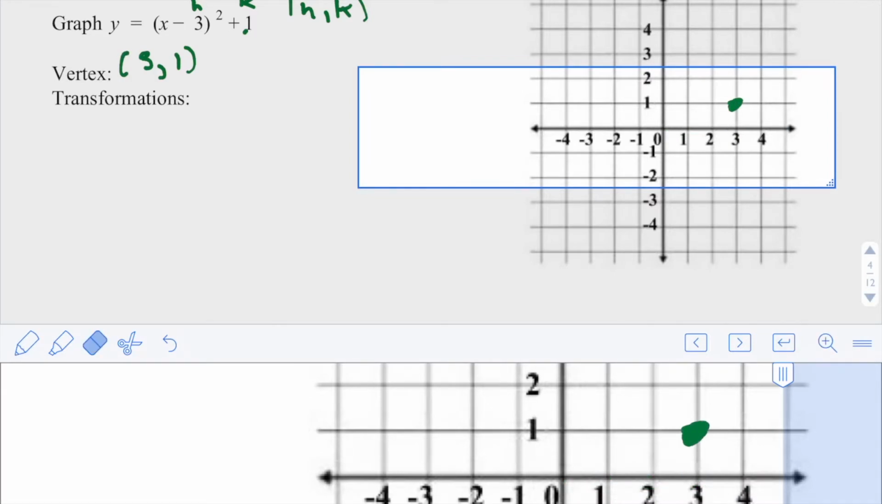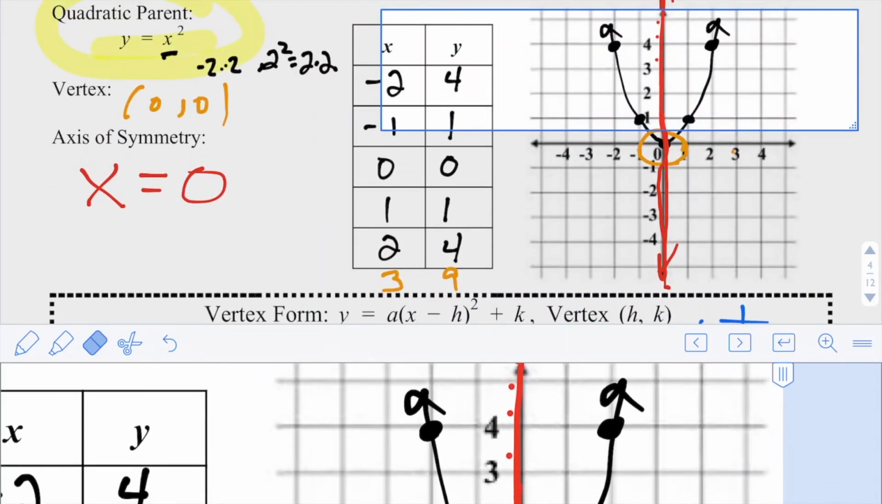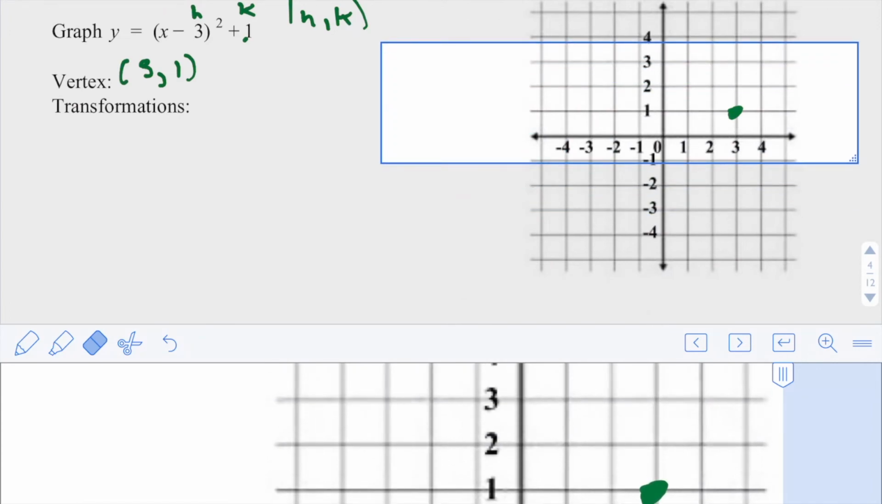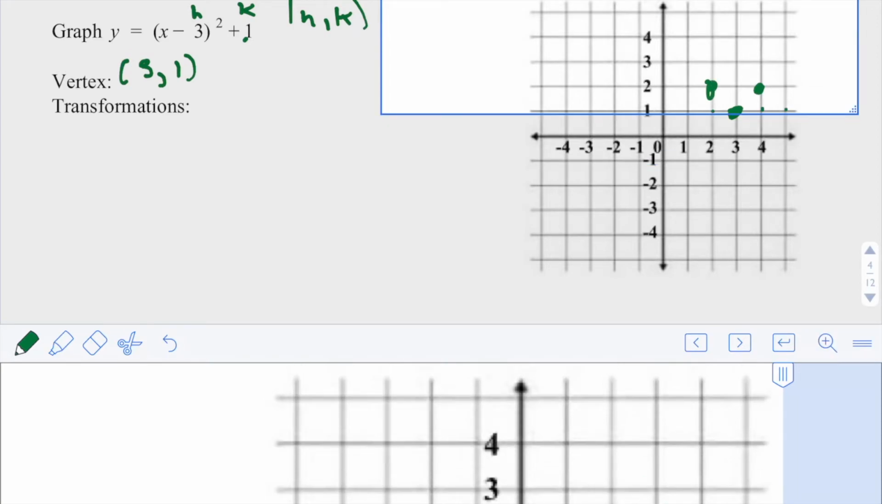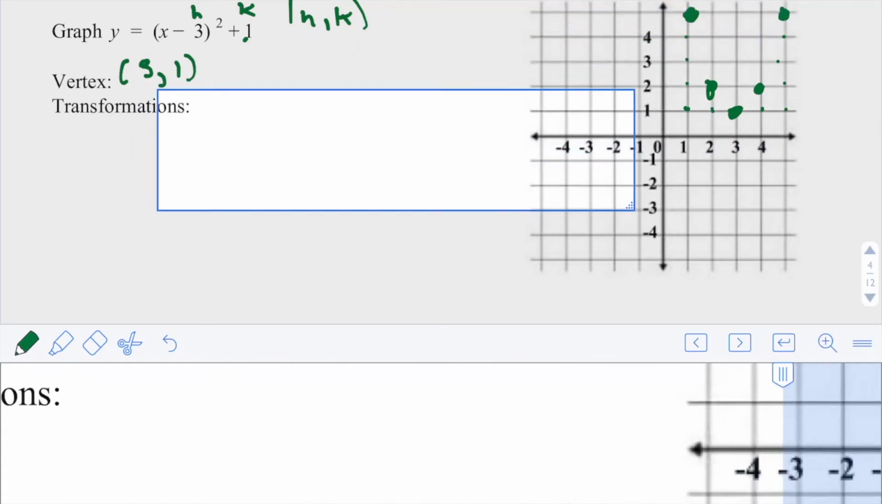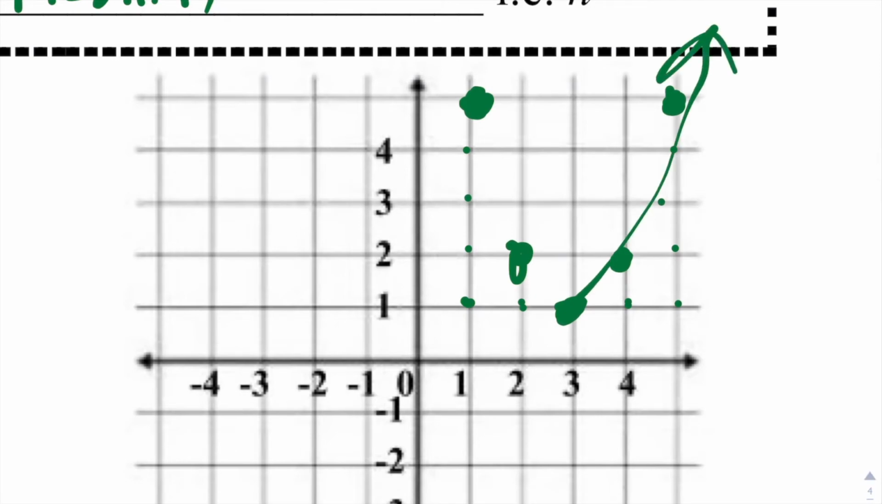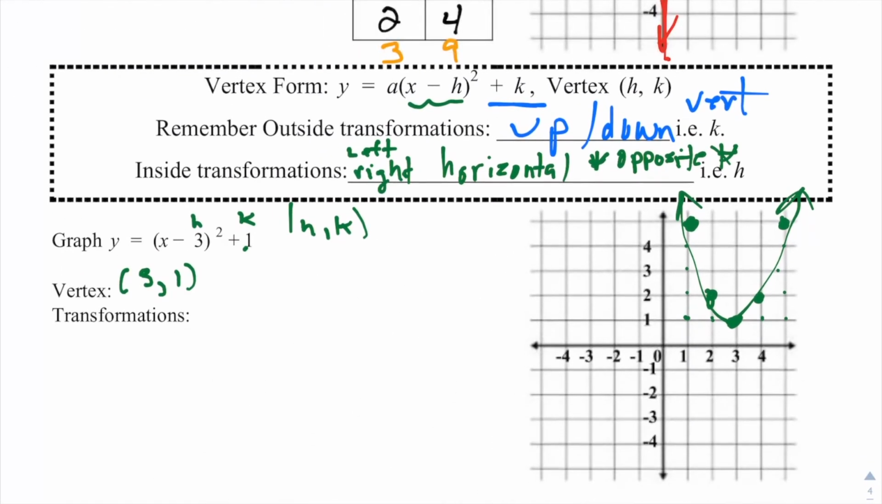So now I have my vertex, and I just have to come up here to the parent function. It goes over 1, up 1, over 2, up 4. So from here, I go over 1, up 1, over 1, up 1, and then over 2, 1, 2, and then up 4, 1, 2, 3, 4. And then over 2, 1, 2, and then 1, 2, 3, 4. So now I have successfully made a quadratic sketch. It doesn't have to be perfect, it's just a sketch of this quadratic equation in vertex form. That's why we like vertex form, because you can graph it really fast.